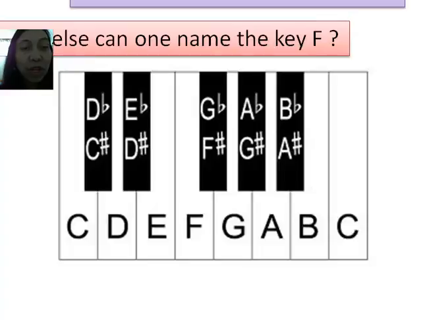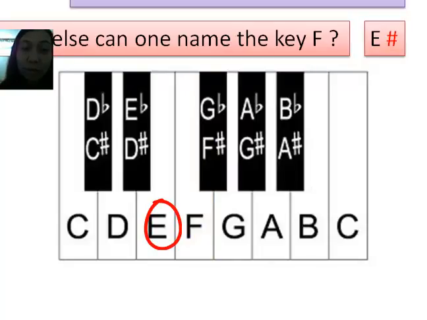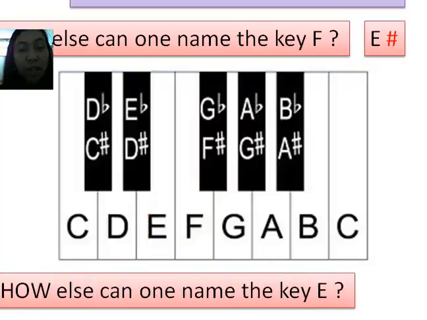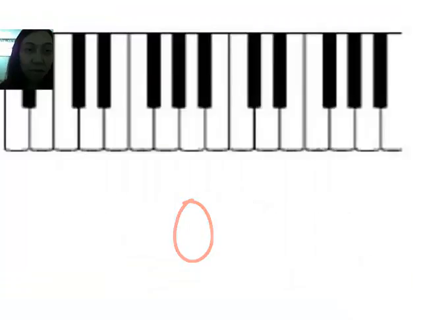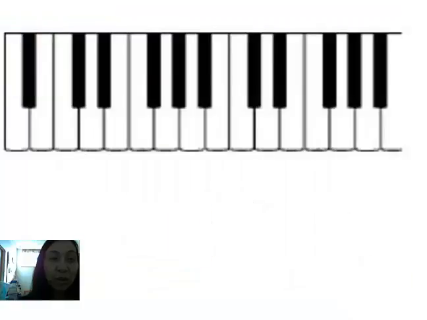How else can we name the white key F? Well, it would be the letter under it, E sharp. Similarly, how else can one name the key E? It would be one letter above it, F flat. So if you notice where there are two white keys in a row, you will notice that it's between E and F and B and C.